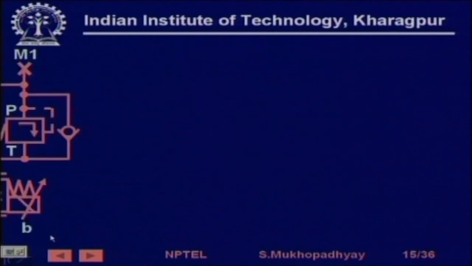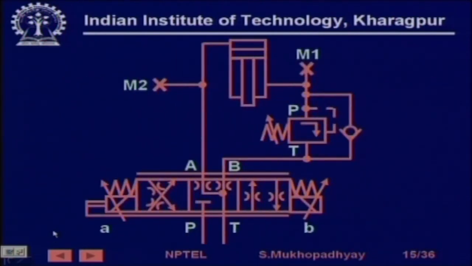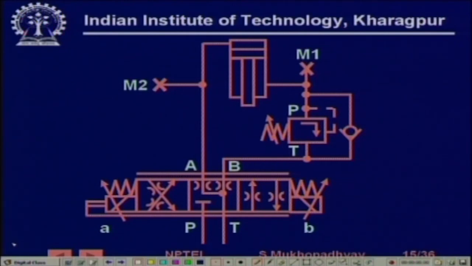So now, this is a typical application circuit. What we are trying to do is this is a single acting cylinder. So you can see that if it is in this position, then the cylinder is locked. You can see that this is a cylinder. So the cylinder is locked.